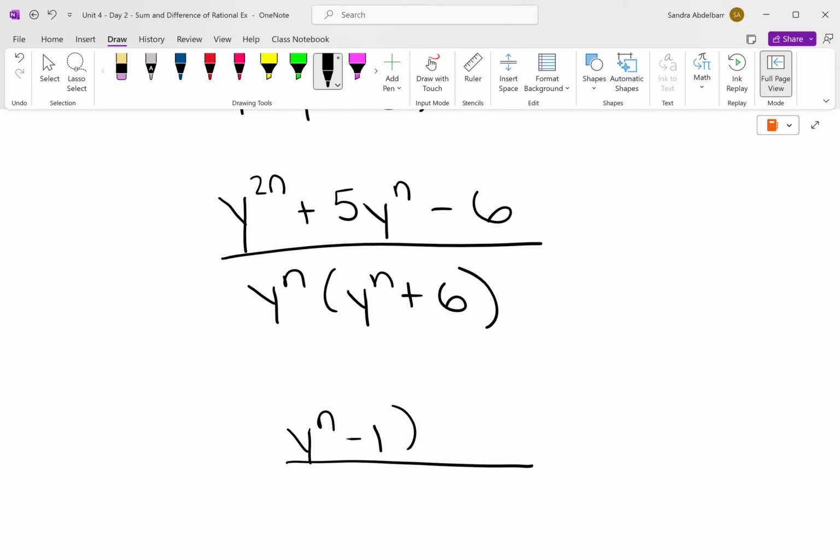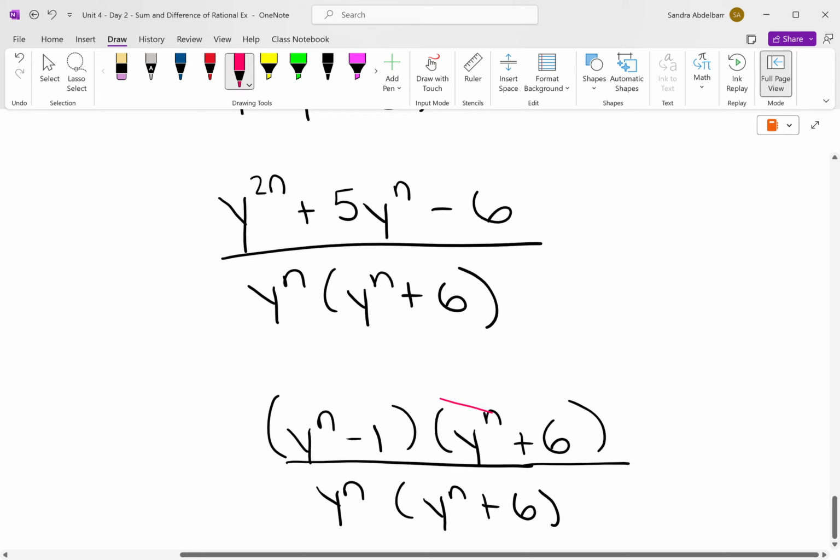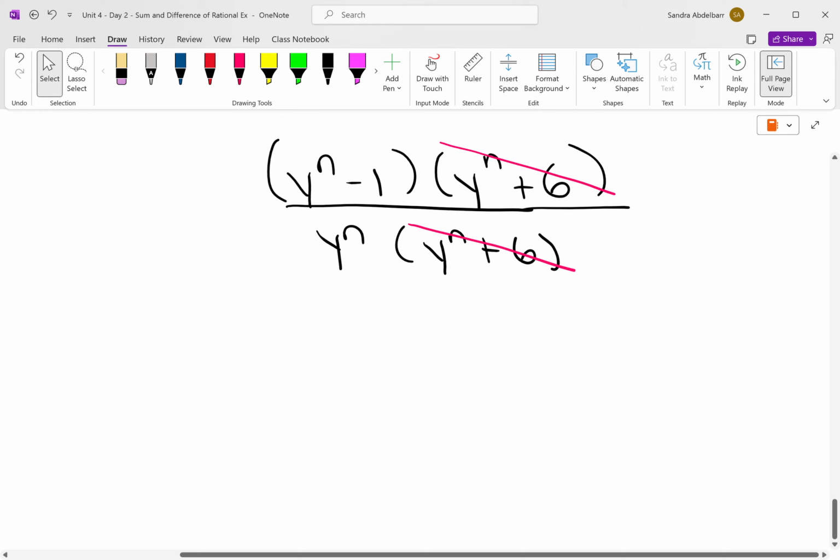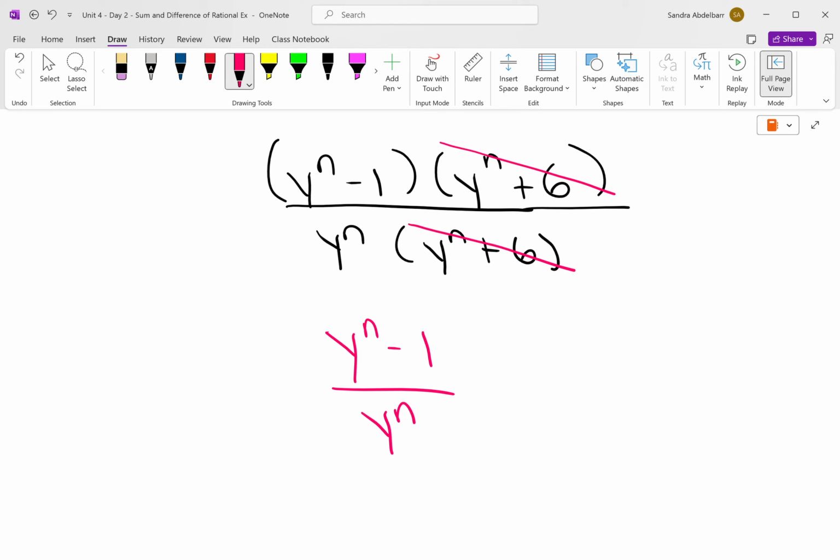Plus 6, you got it. So once we factored, we are now able to cancel out those quantities of y to the n plus 6. If I didn't factor, would this have been completely correct? No, because we can simplify it. So now we are left with y to the n minus 1 over y to the n. Can I cancel out those y to the n's? No.